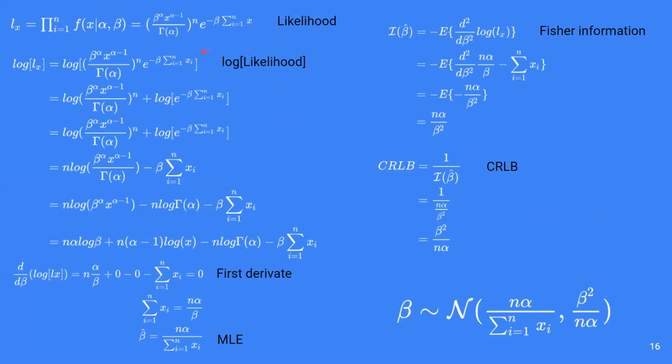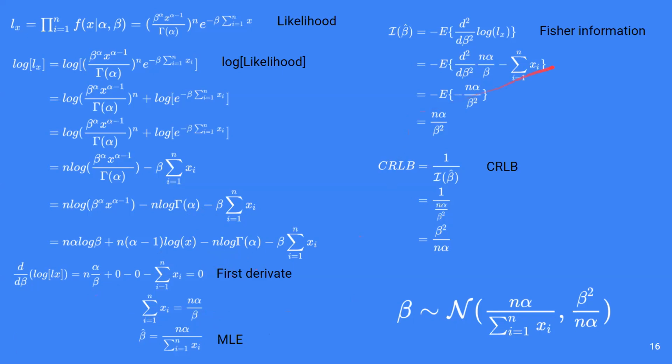Then we obtain the log likelihood, and we simplify with the log properties until we obtain this expression over here. Then for simplification purposes, we fix alpha, and we are going to see how beta varies. So we derive in terms of beta in this first derivative to obtain our statistic beta hat for the MLE, as we can see here.